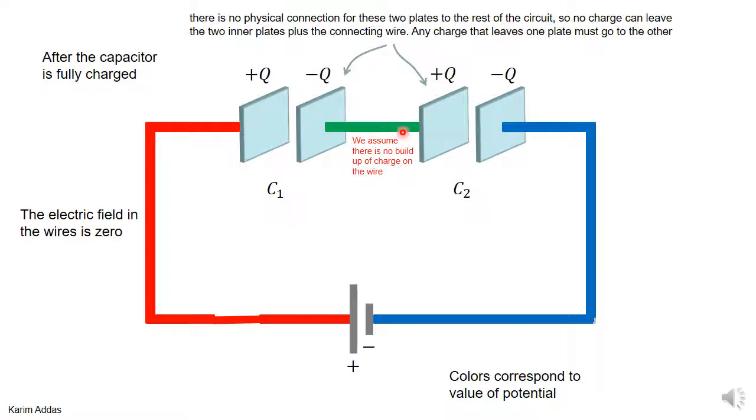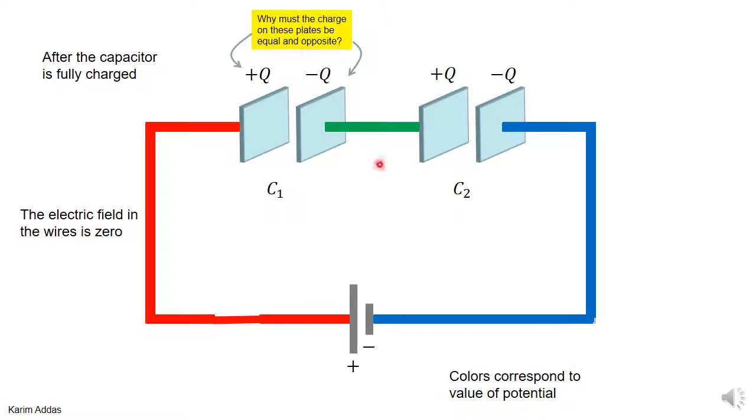We're assuming that there's no buildup of charge on this wire. So if this is the case that we're talking about, where there's no buildup of charge on the wire, then any charge here that leaves this plate goes onto this plate, and the sum of the total charge on both plates has to be neutral always, because initially it was neutral. Why must the charge on these plates be equal and opposite?